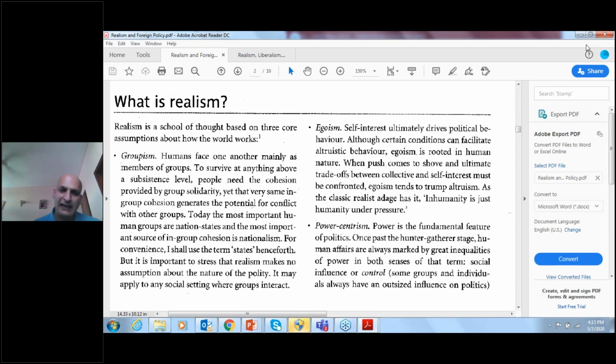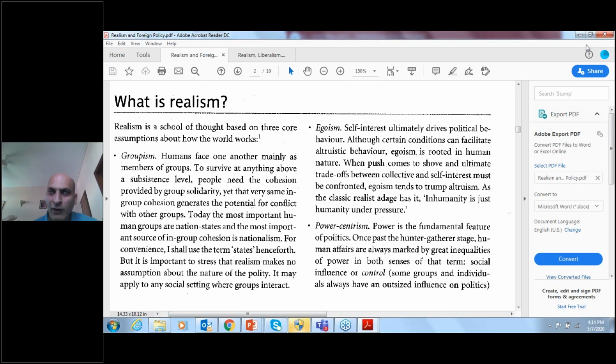The third aspect, I've already spoken about that, of realism is power centricism. That is, power is the fundamental feature of politics. It is the most important feature of politics. Once you've made groups, there will be some kind of inequalities between groups. There will be some kind of inequalities even between individuals. That is, some people will have more social power, or some will have more economic power, or some will have more physical power, and they will exert this to grab resources.